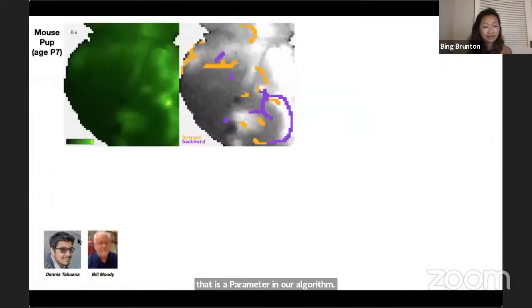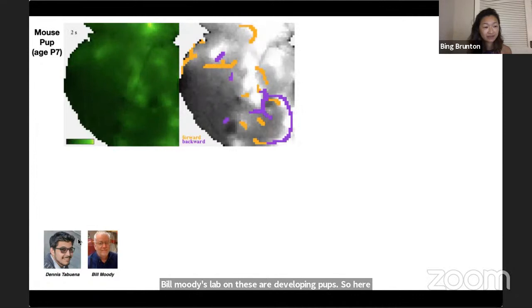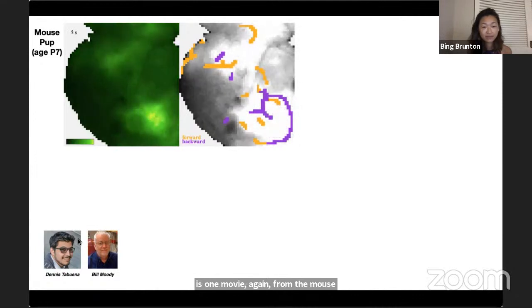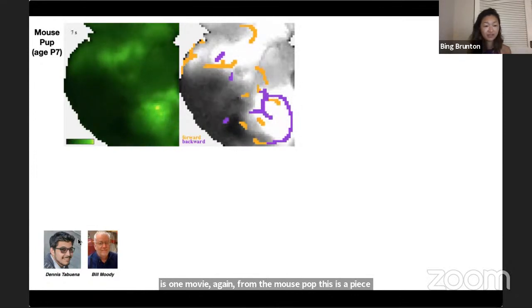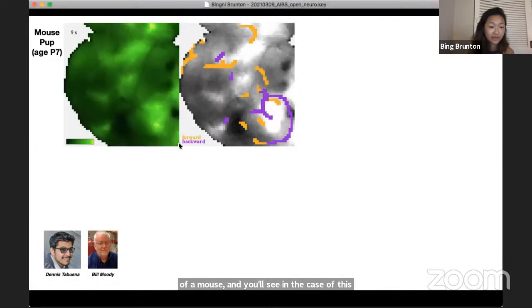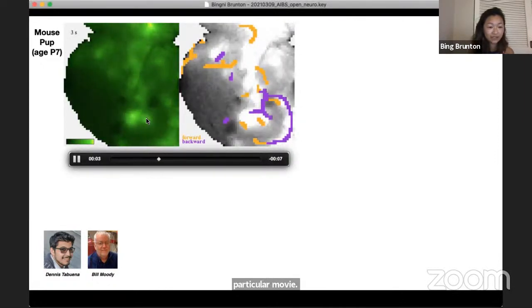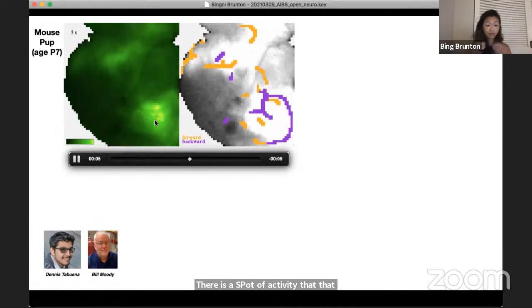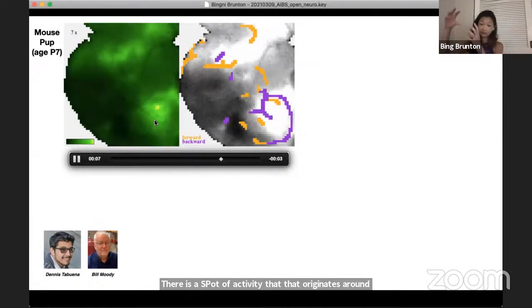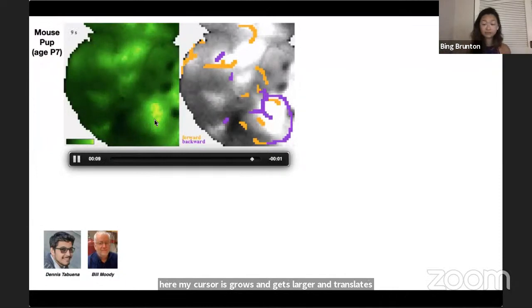We applied this to the motivating data set from Bill Moody's lab. These are developing pups. Here is one movie again from the mouse pup. This is a P7 mouse. In the case of this particular movie, there is a spot of activity that originates around here where my cursor is, grows and gets larger, and translates a little bit to the upper right.